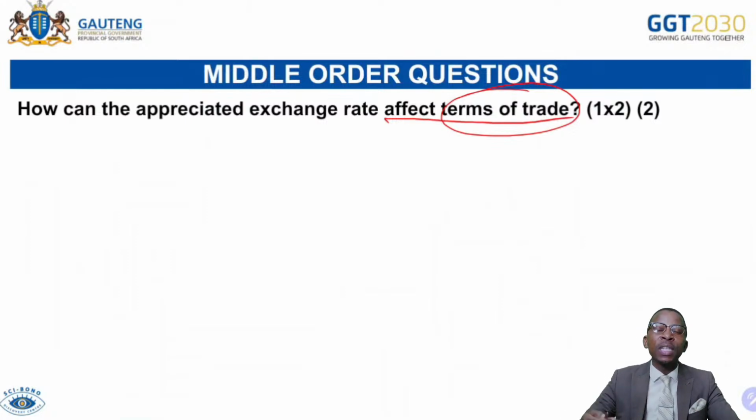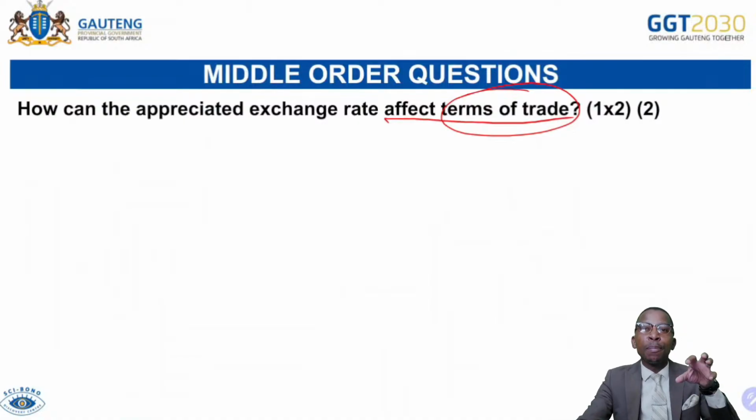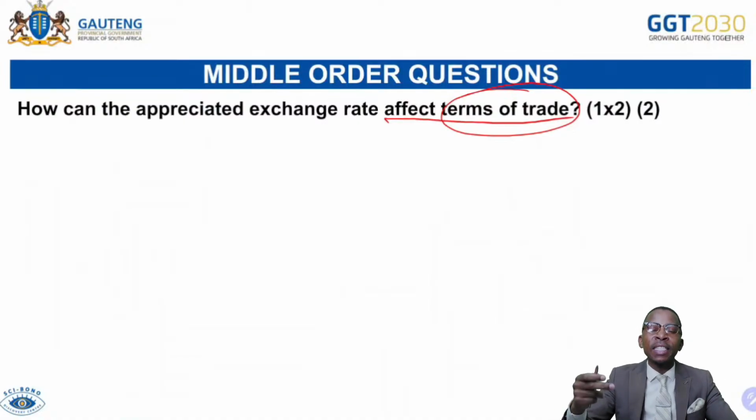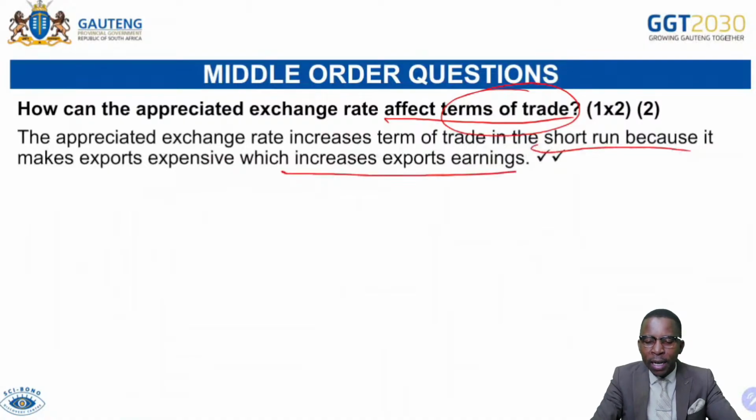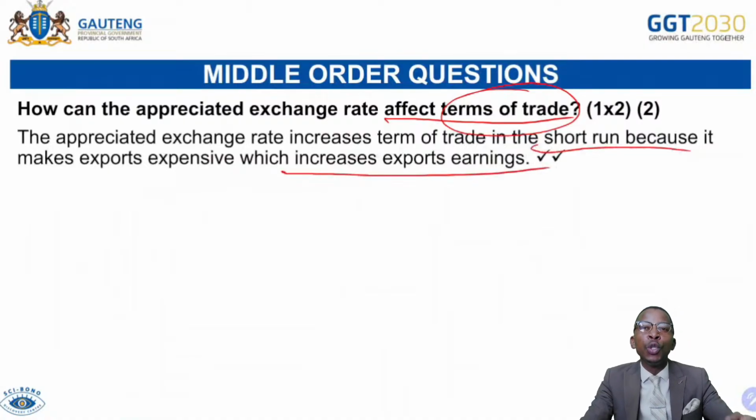If ever our exports are demand elastic, they can be substituted abroad, which can result in a decrease in demand for our exports abroad. The appreciated exchange rate improves the terms of trade in the short run because it makes exports expensive, which increases export earnings. Our export earnings will be increasing, which will increase our welfare gain as a country, because the money received from exports can be used to further economic objectives such as employment, economic growth, as well as maybe reducing economic inequity, creating job opportunities to achieve full employment.